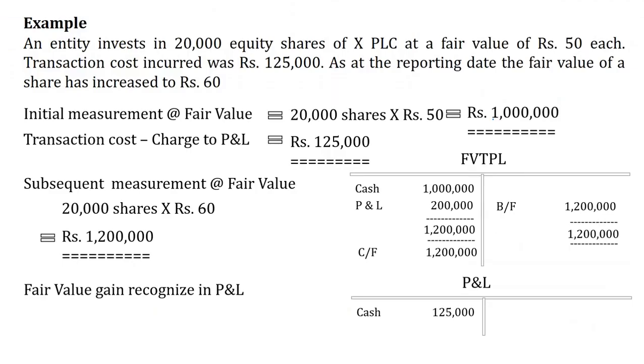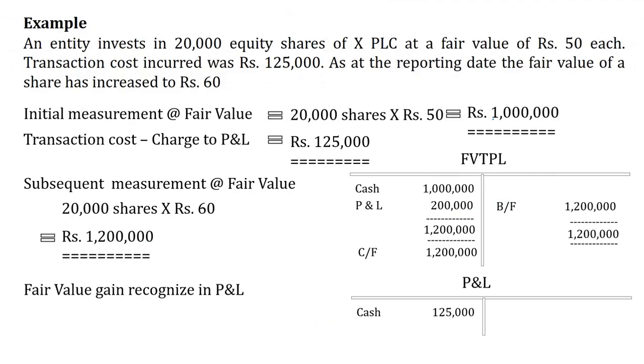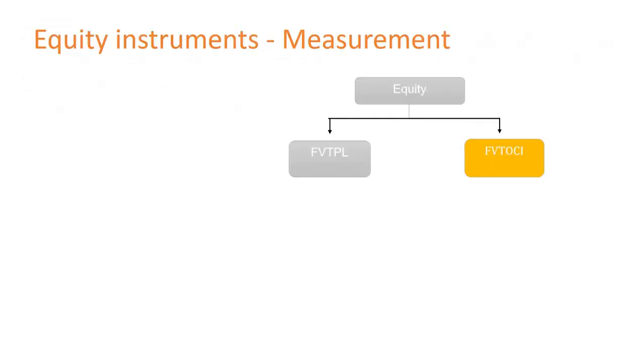Yes, transaction cost, where do we record the transaction cost? Charging to P&L. That has to be charged to the P&L. Subsequently measured at fair value, that difference we should also recognize in the P&L. Clear? Right. So that is in the case of fair value through P&L.